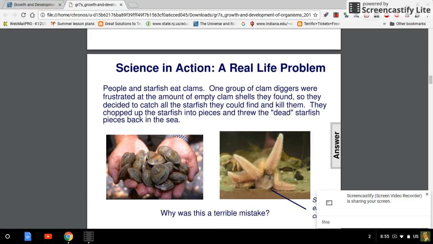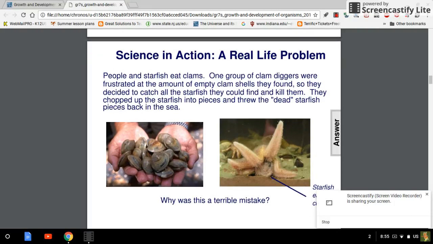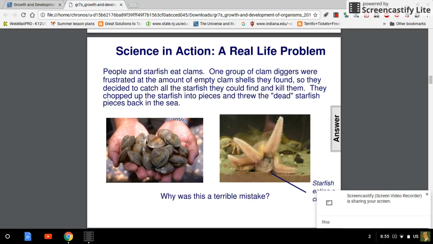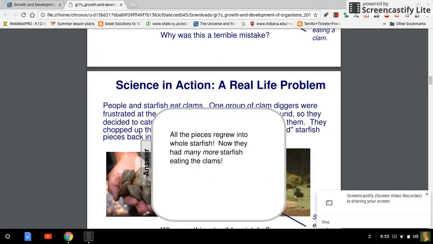People and starfish eat clams. One group of clam diggers were frustrated at the amount of empty clamshells that they found, so they decided to catch all the starfish and kill them. They chopped up all the starfish into pieces and threw the dead starfish back into the sea. Why was this a terrible mistake? Probably because each of the pieces, and you might want to write this down, grew into a new starfish. They were actually making the starfish reproduce.